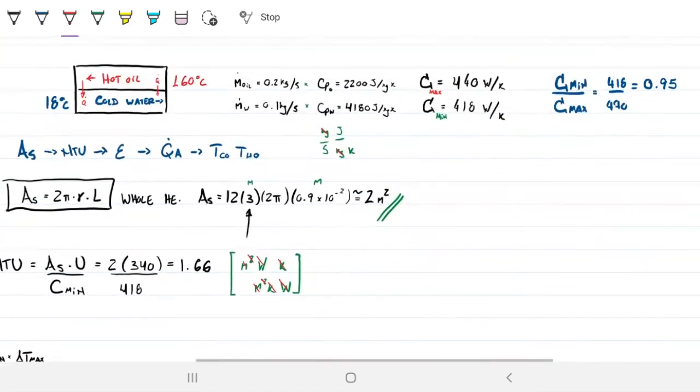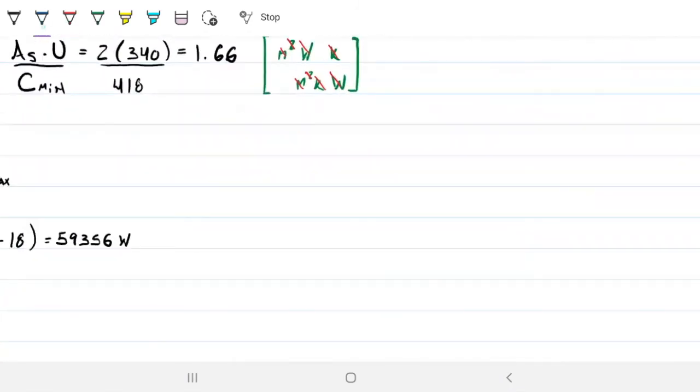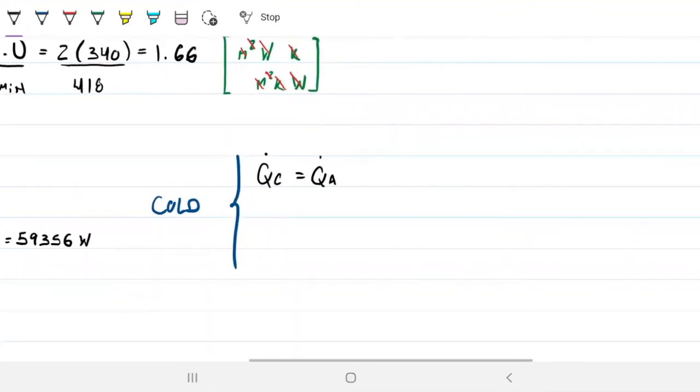So let's start with, no, sorry, the minimum for the cold one. Yeah, cold one. Let's start with the cold one, just for the sake of simplicity. What is the energy the cold one absorbs? Well, that's the actual energy that was transferred in a heat exchanger, what we just found out.